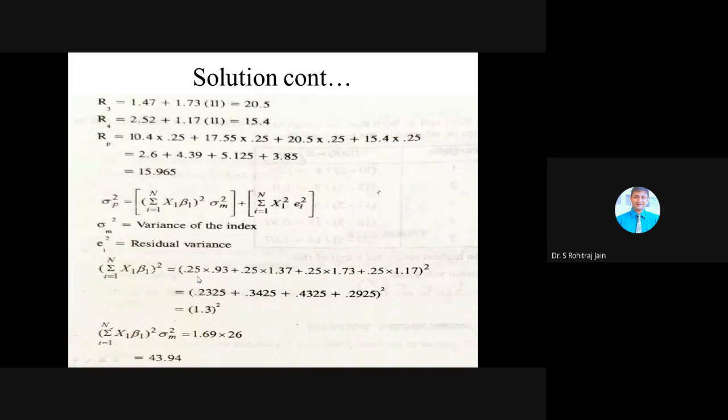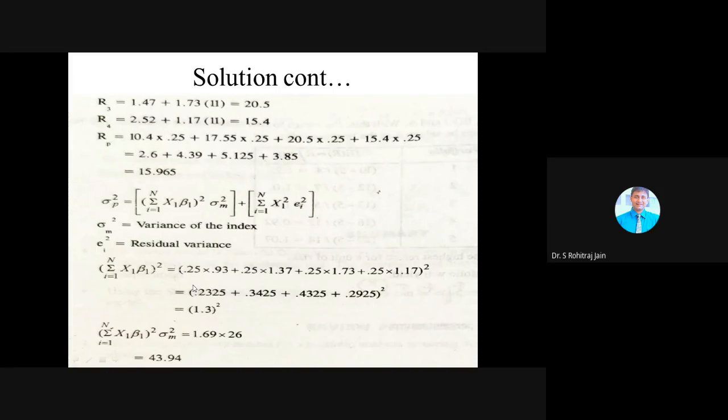So 0.25 multiplied by 0.93, plus, when I use the summation symbol, the plus symbol comes for each stock. 0.25 multiplied by 1.37 plus 0.25 multiplied by 1.73 plus 0.25 multiplied by 1.17, whole square. Okay, so how much will we get?